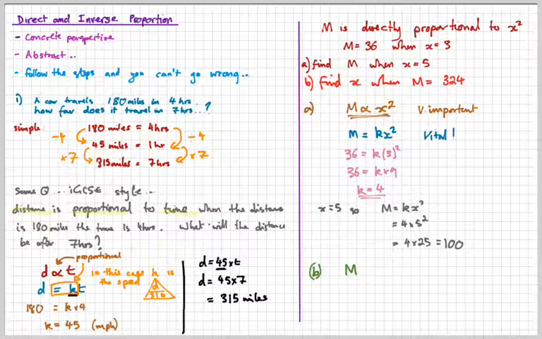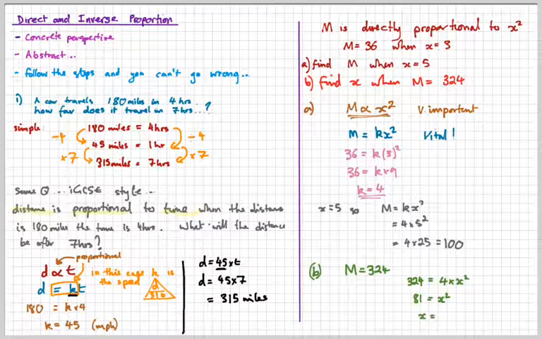Part B, we're going to use the same sort of idea. When m is equal to 324, we know that m is equal to k times x squared. We know that k is 4, so it's 4 times x squared. If we divide by 4, we get 81 is equal to x squared. So now we square root both sides. That means that x is equal to plus 9 or minus 9. Remember that when you square root a number like this, you're going to get the plus and the minus.